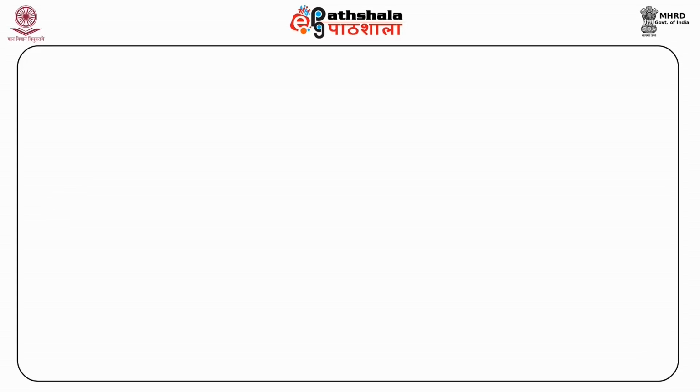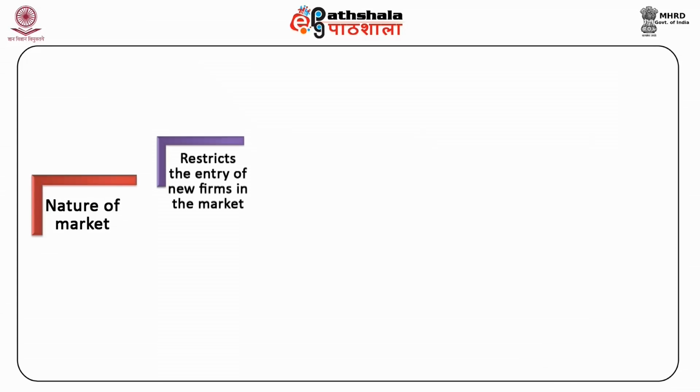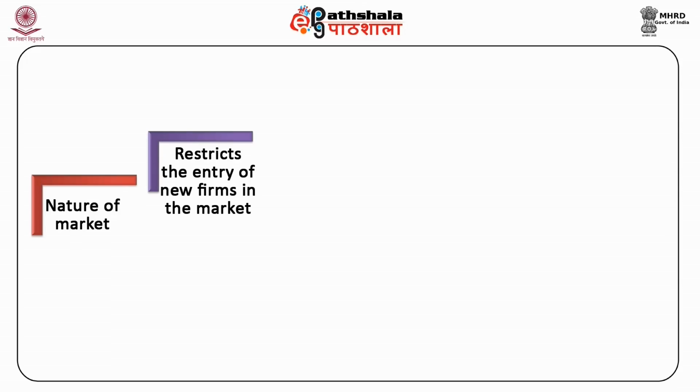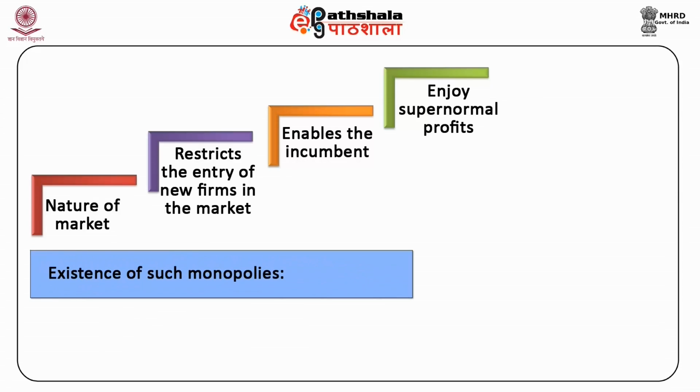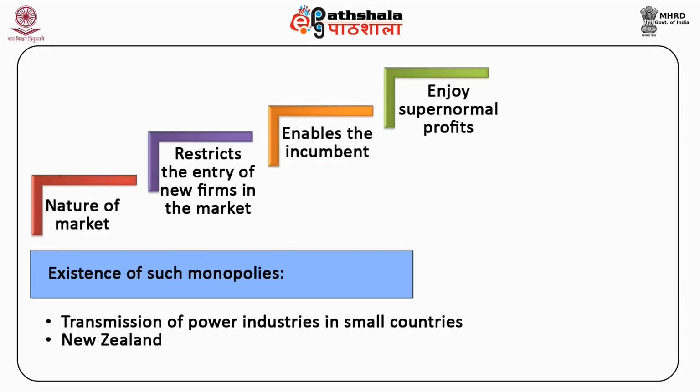Thus, the mere nature of the market restricts the entry of new firms in the market and hence enables the incumbent or already existing firms to enjoy supernormal profits over a long period of time. Such monopolies are generally found in the transmission of power industries in small countries like New Zealand.